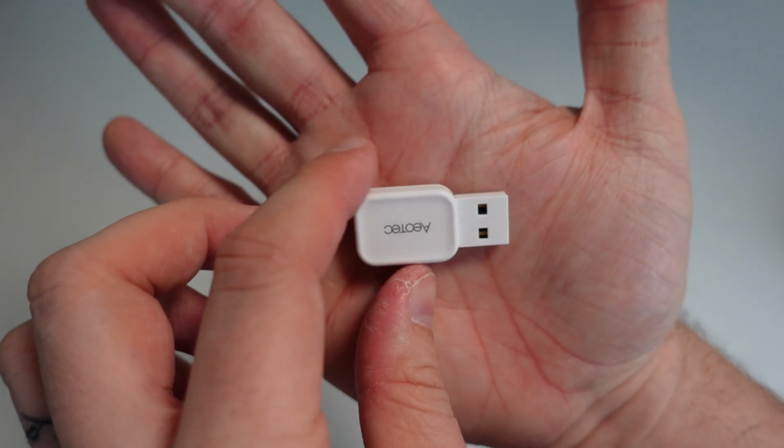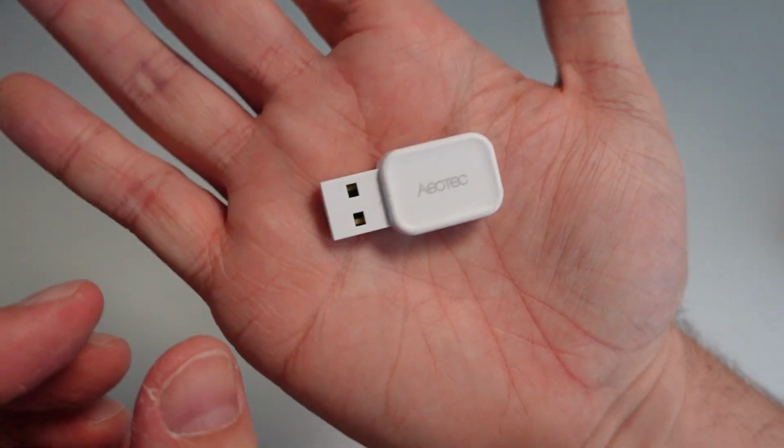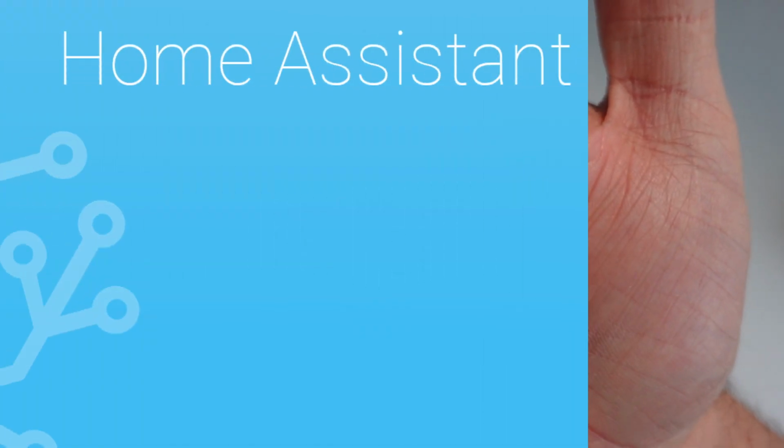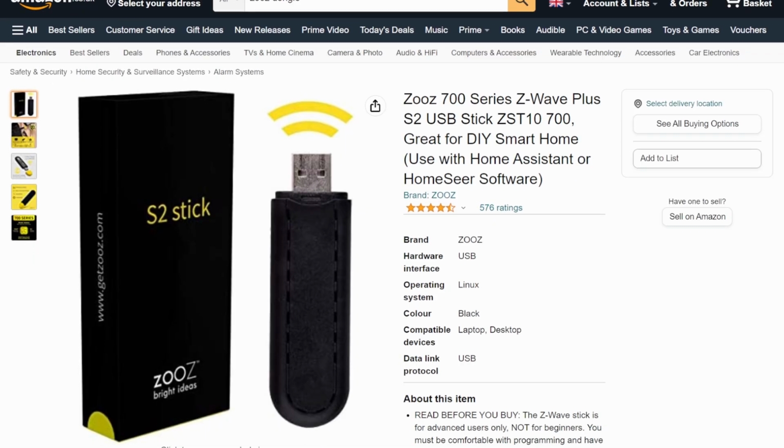For this video, I'm going to be updating an Aeotec Z-Stick 7, and I'm also going to be making use of Home Assistant, Z-Wave JS, and also a Windows machine. You can use other platforms, other machines, and other dongles, such as Zooz's 700 series dongle, and the whole process will work the exact same.